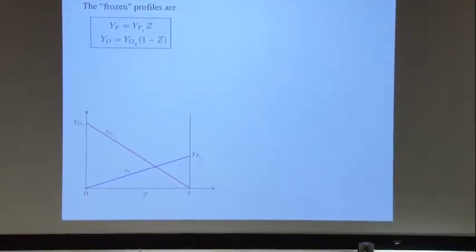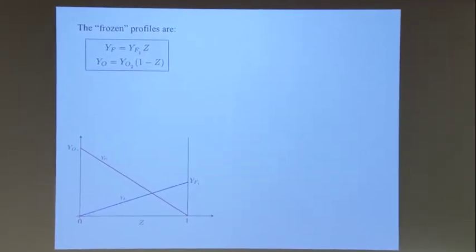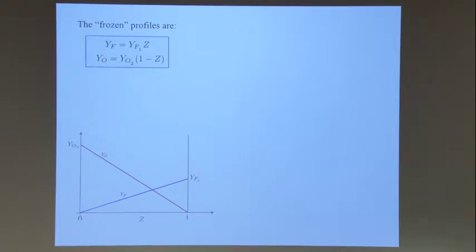So suppose that you are in a frozen situation, right? So no reaction. So YF will be just YF1 Z, so that it satisfies being YF1 here and 0 here. And YO is YO2 and 0 here. So on the Z scale, they are simple.